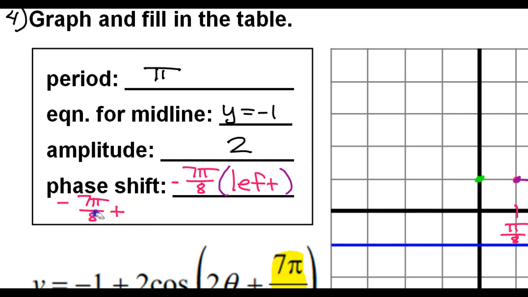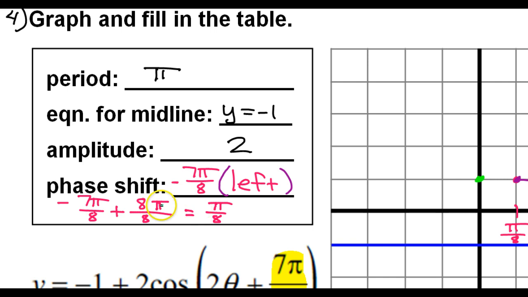So if I wanted to have like denominators so I can really look at it, I could turn that 1 into 8 over 8. 1 pi is the same thing as 8 over 8 pi. So I'm doing negative 7 pi over 8 plus 8 pi over 8. And guess what? That's going to give you 1 pi over 8. So that's why negative 7 pi over 8 phase shift is identical to a phase shift of positive pi over 8.